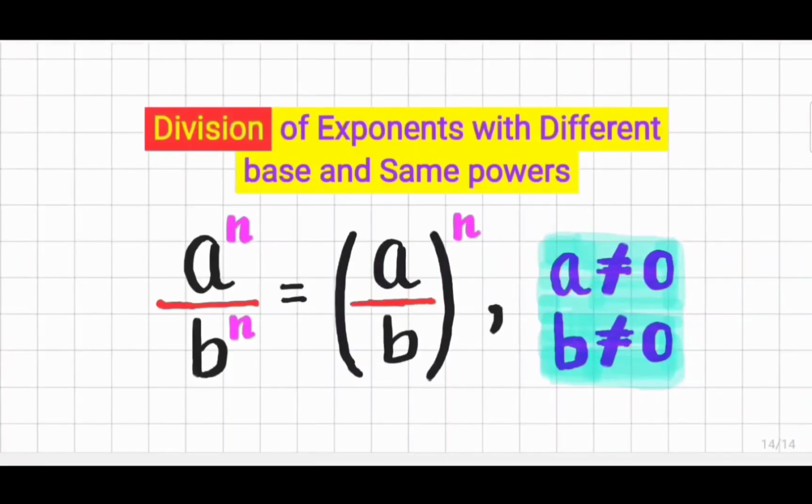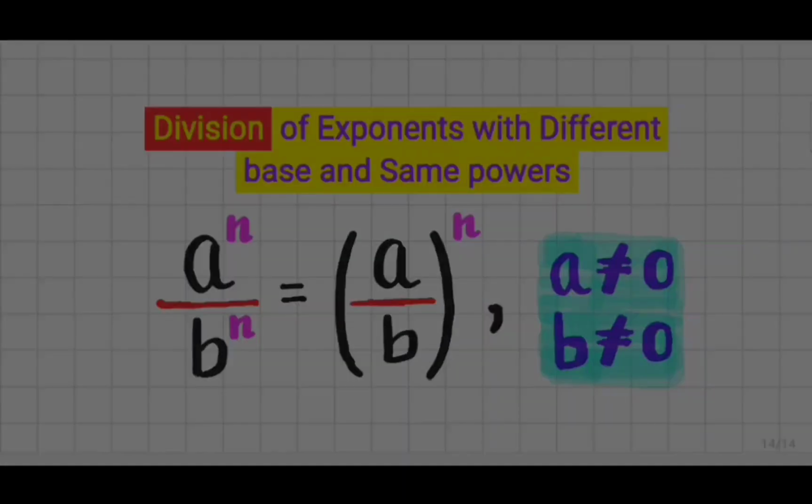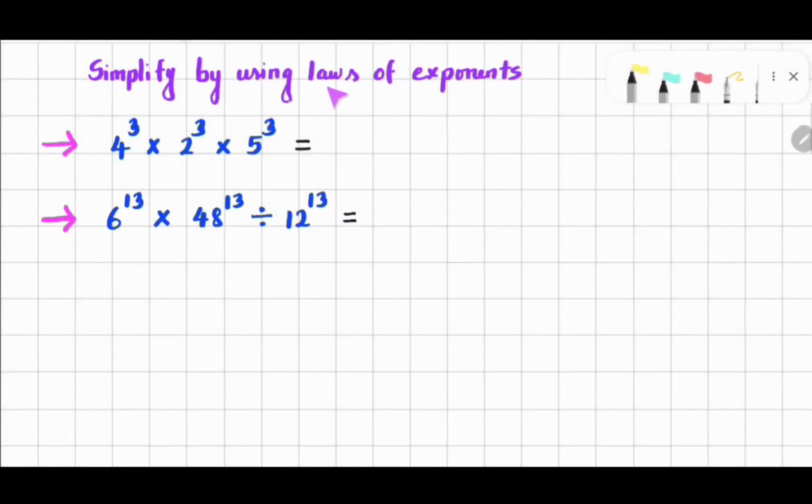So in general, when dividing exponents with different bases and same powers, the bases are divided first. It can be written mathematically as a divided by b the whole power n, where a and b should not be equal to 0. Now simplify by using laws of exponents. Let's start with this one. 4 cube times 2 cube times 5 cube.